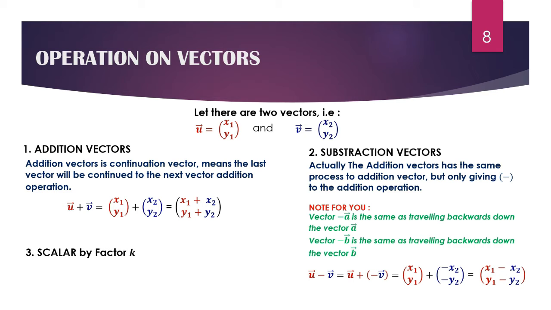The third is multiplication by a scalar k. K times u is ku.